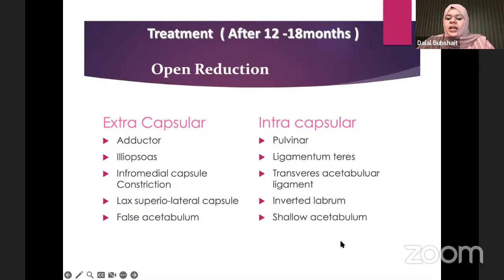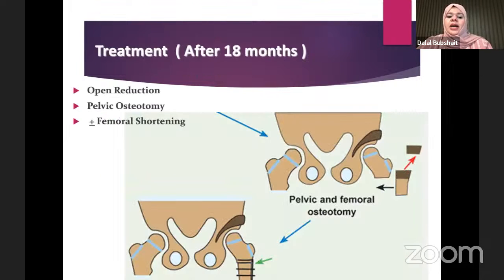So 1 year to 1.5 years, we expect that 80 to 85% of the kids will remodel and fix their acetabulum. There is still a 15 to 20% chance that they need a secondary pelvic osteotomy. Now, after 18 months, the open reduction is definitive, but we'll need a pelvic osteotomy to cover the acetabulum because the remodeling capacity of the child starts to decrease.